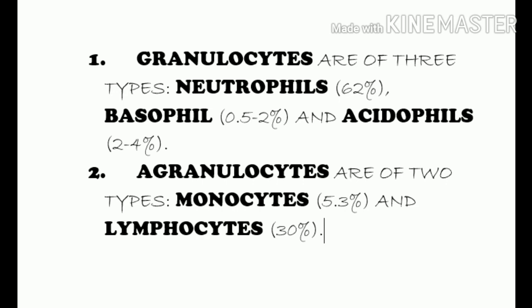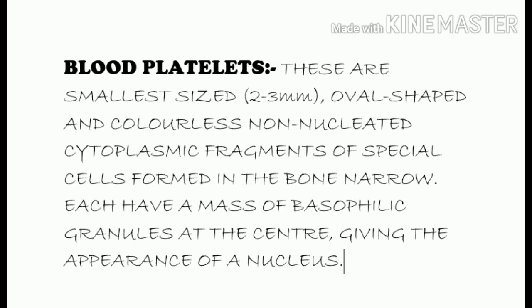And lastly we will discuss blood platelets. These are the smallest in size, 2 to 3 micrometers, oval shaped, colorless, non-nucleated cytoplasmic fragments of special cells formed in the bone marrow. Each has a mass of basophilic granules at the center, giving the appearance of a nucleus. So this was about blood.